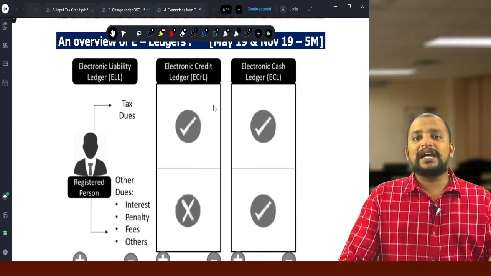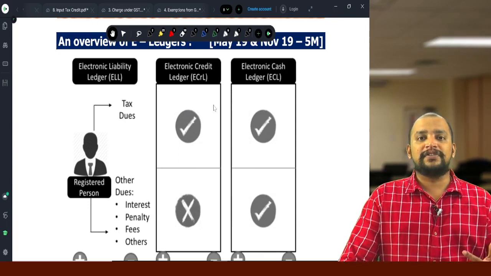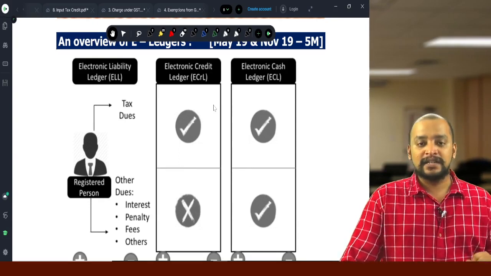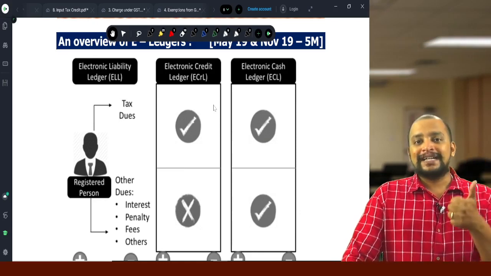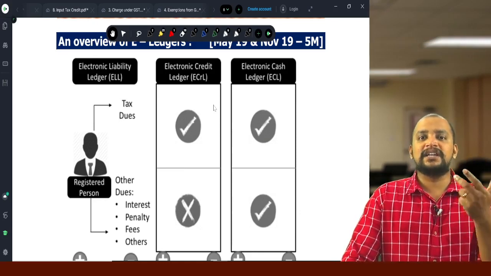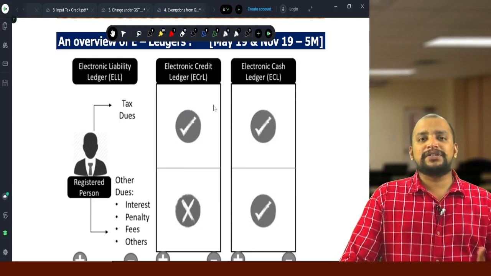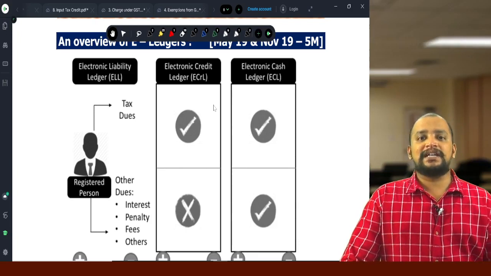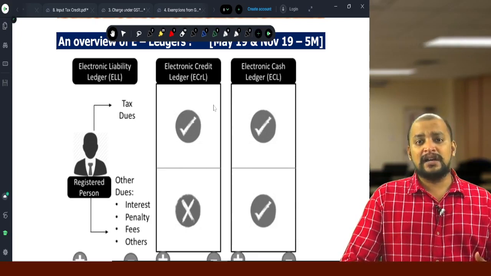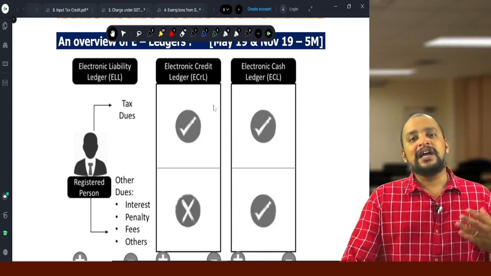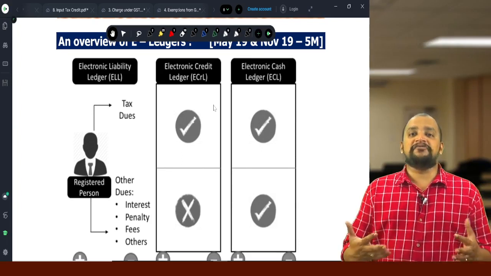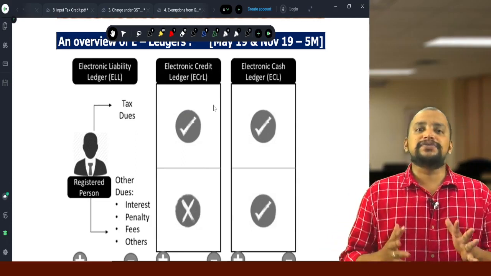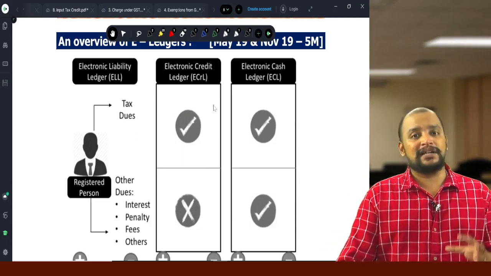The electronic liability ledger contains the details of liability that is to be paid by the registered person. Majorly there will be 5 heads: TIPFO, tax dues, interest, penalty, fee and others. Tax refers to the tax that is payable, interest is for delay in payment of tax, and penalty is for breach of provisions of the law. Fee will be late fee for delay in filing return, and others is any other amount due to the government. So these 5 dues will be there in the electronic liability ledger.